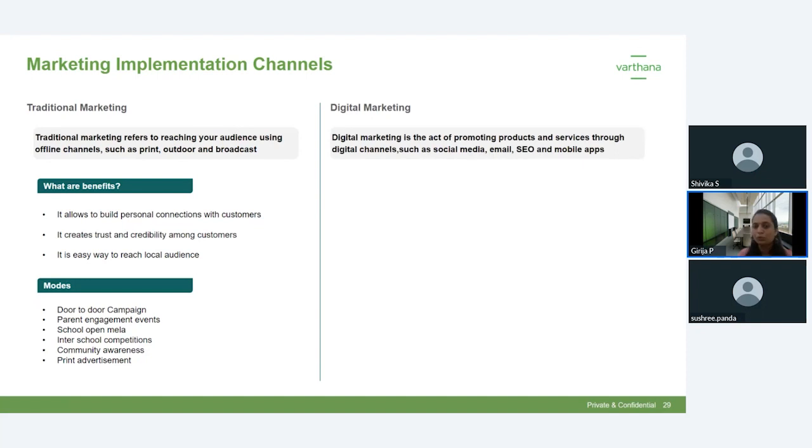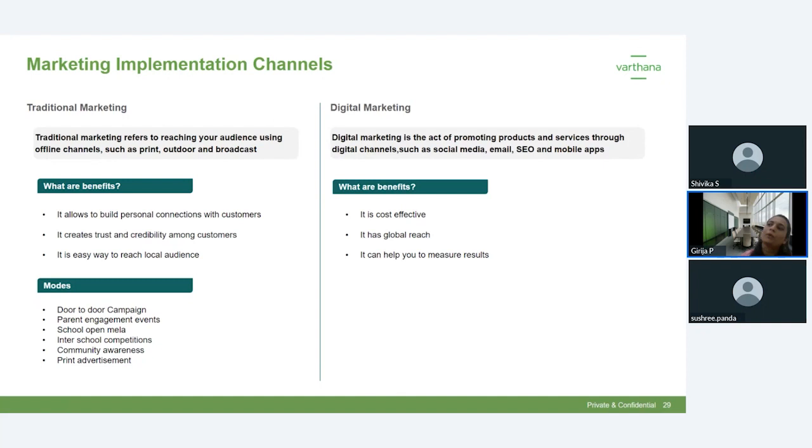Digital marketing means promoting your products and services through different digital channels like social media and emails. I think you are using Facebook and WhatsApp. So how will it benefit you? It is cost effective. In traditional marketing, you may need resources and have to invest some money, but in digital marketing you don't have to invest anything. You can reach the maximum number of parents through WhatsApp, Facebook and other social media.